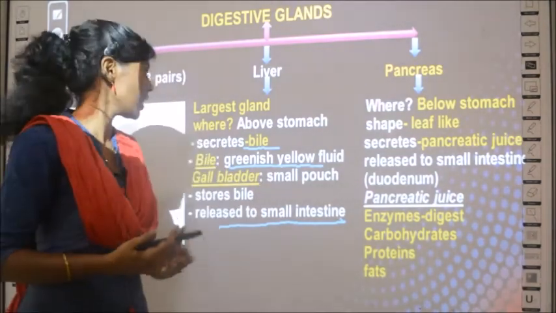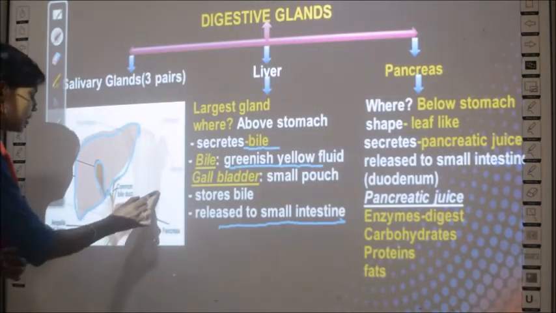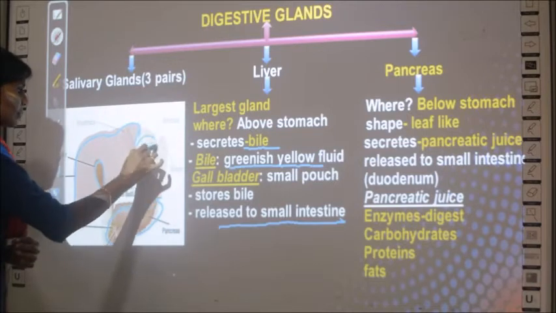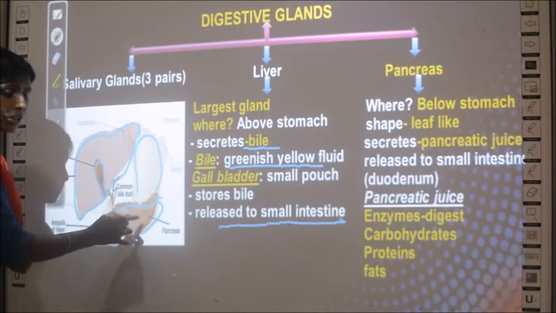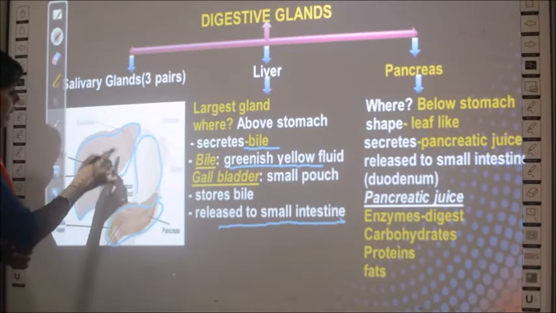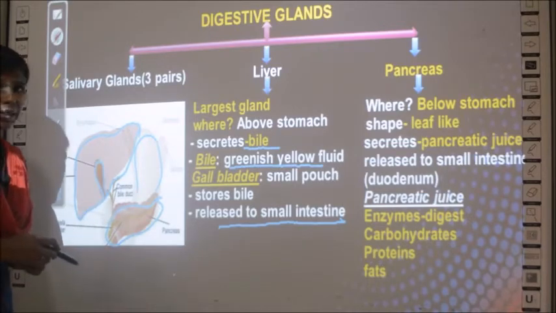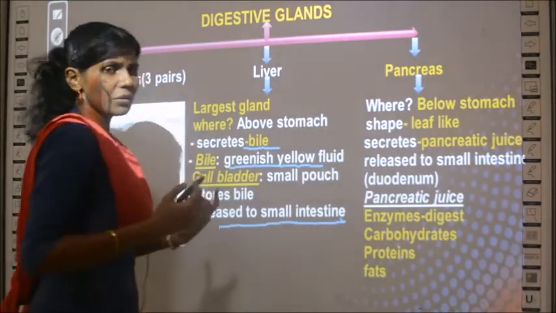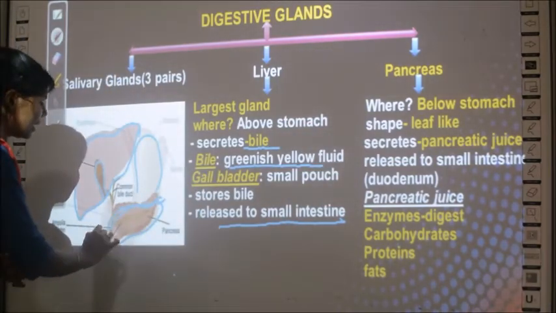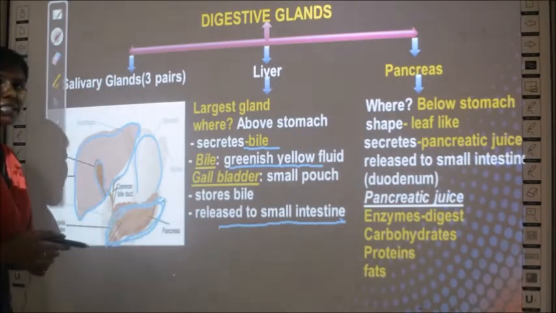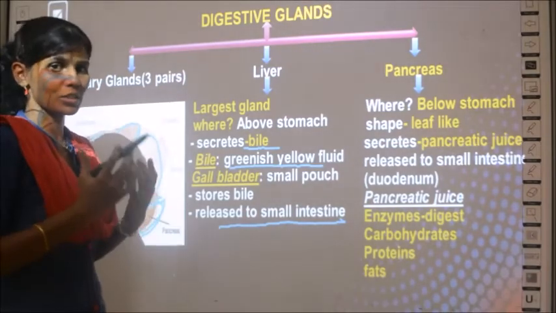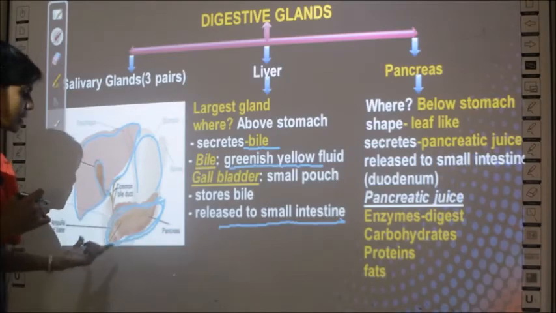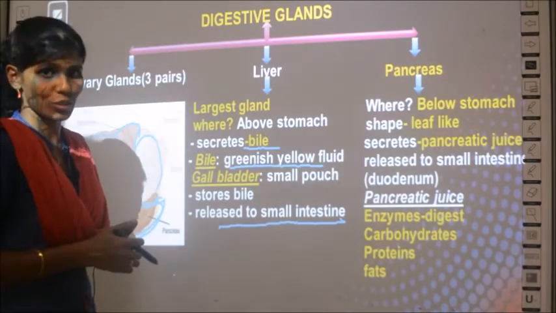Where is the pancreas? You can see the pancreas here. It is below the stomach. So where is the stomach? This is the stomach, right? So below the stomach you have the pancreas, and above the stomach you have the liver. Okay, so this is the pancreas. What is the shape? It is usually leaf shaped. You describe the pancreas as a leaf shaped structure. So the liver is triangle in shape, the pancreas is a leaf shaped structure.